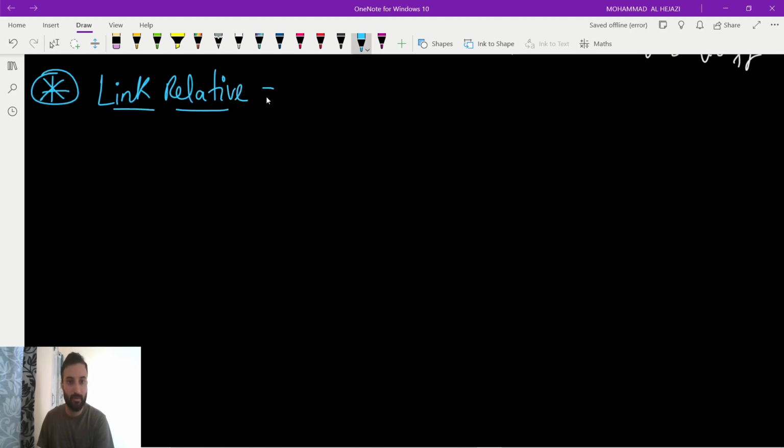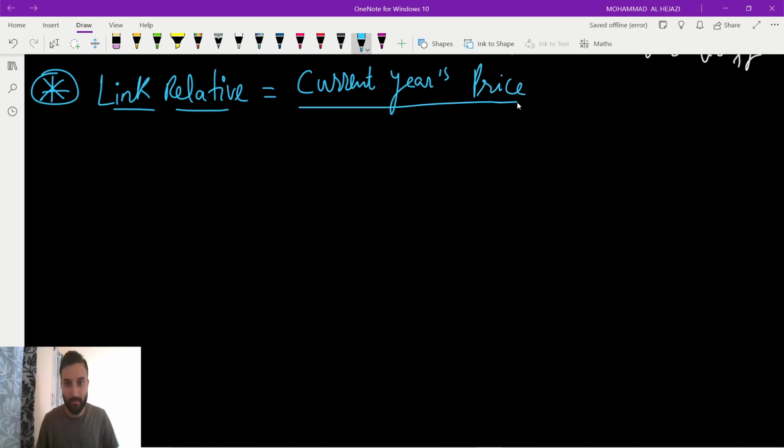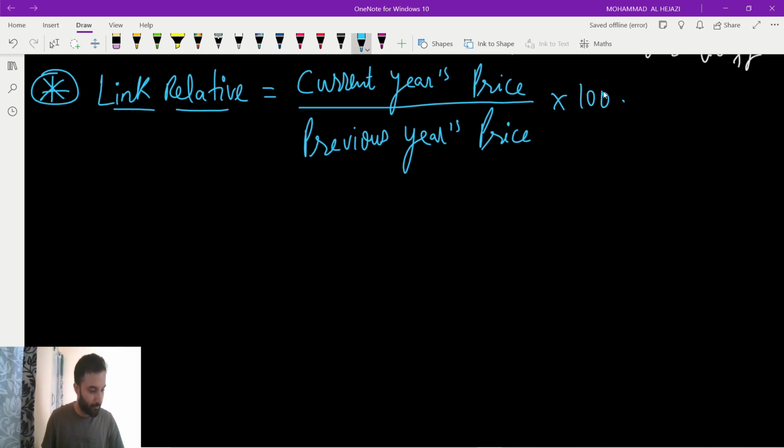Link relative equals current year's price divided by previous year's price into 100. This is a link relative.